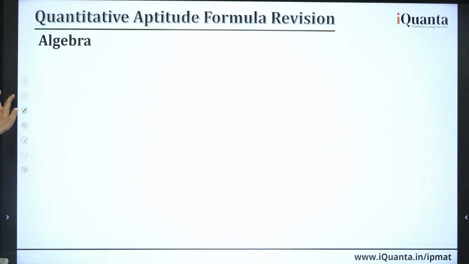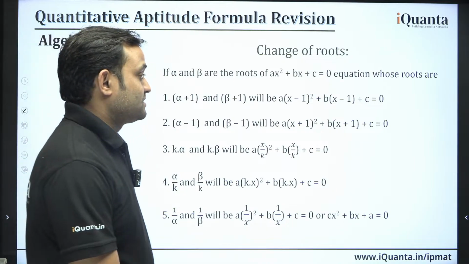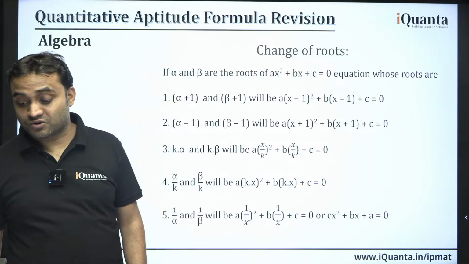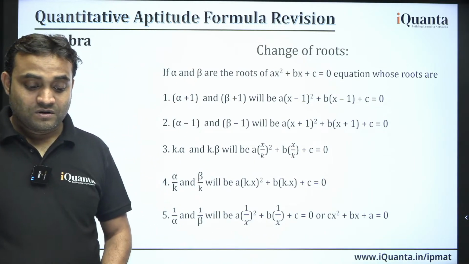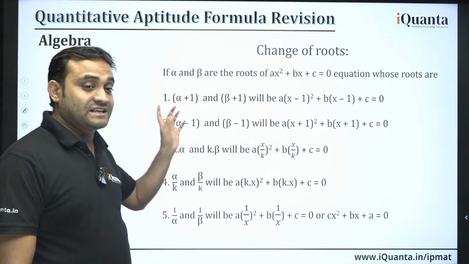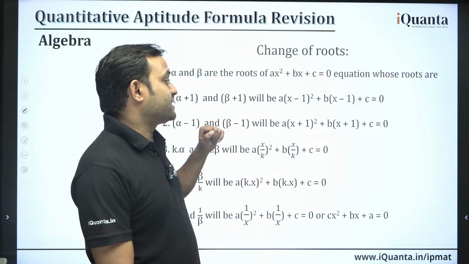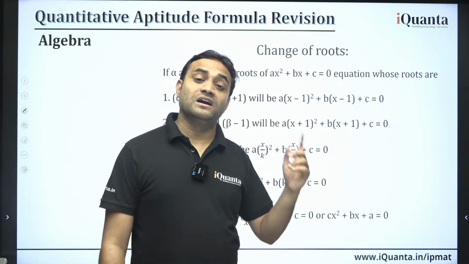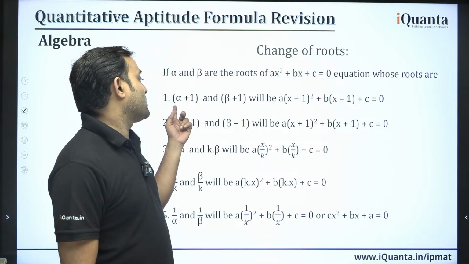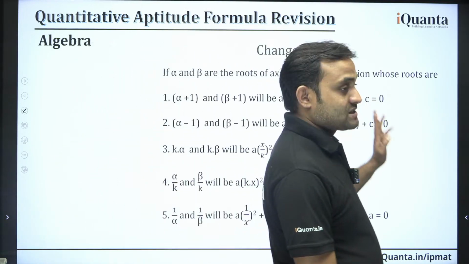Now next is change of roots. Now this is very interesting, and these are some really good shortcuts. Okay. See, change of roots. If given that there is an equation and their roots are alpha and beta, then we need to find another equation whose roots are alpha plus 1 and beta plus 1. Then we can say that equation will be this.